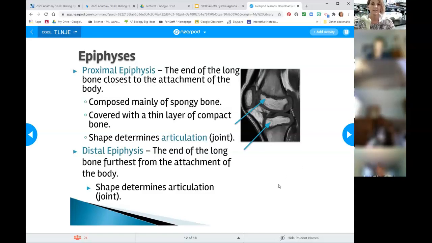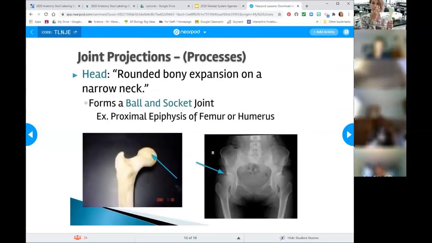So this particular one, we have a head. A head is a round-like projection. We have matching on the quiz, on the test, and you match the different descriptions to their terms. And it forms a ball and socket joint. So good examples, the proximal end of the femur and the proximal end of the humerus. So here you have the proximal end of the humerus making a ball and socket. It can go in all directions.